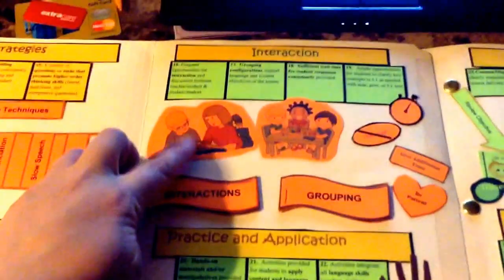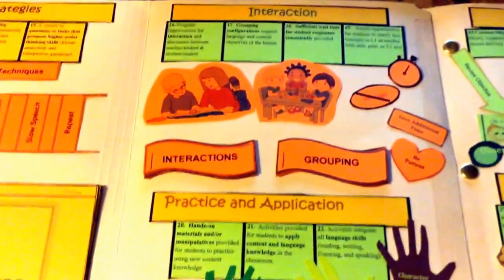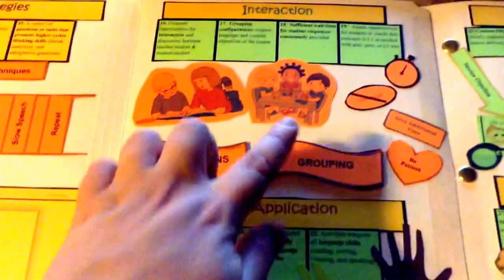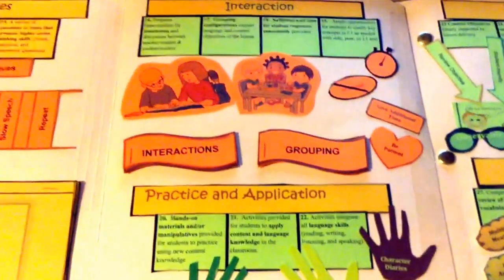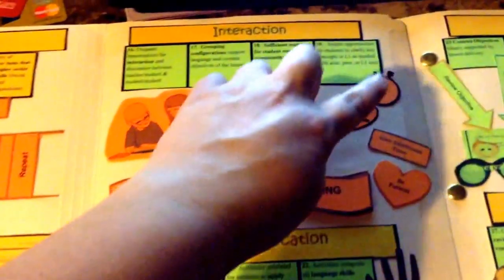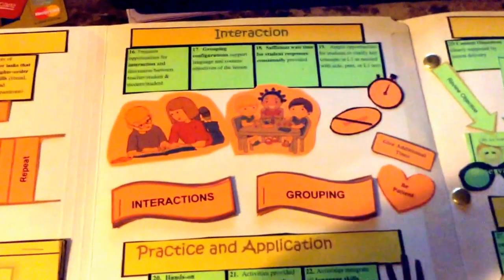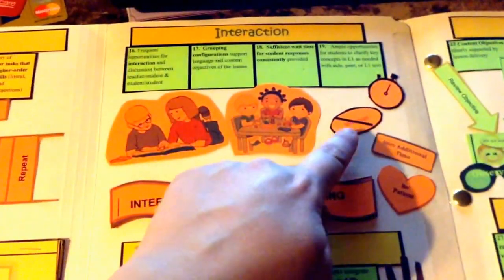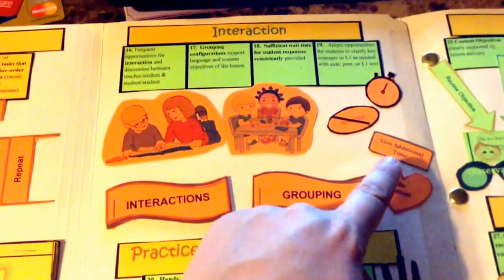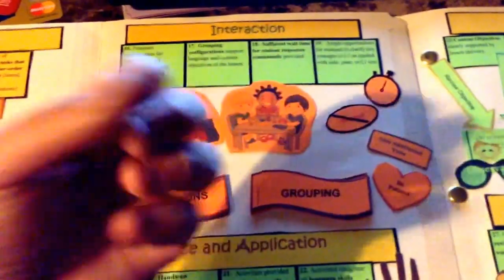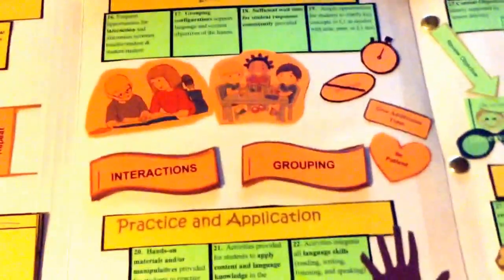Our first picture is showing us our frequent opportunities for interactions and carefully planning our grouping configurations. This also shows us that, of course, we have to provide enough time for students to respond and, of course, avoid interruptions. And also allow for additional time to complete tasks and, of course, be patient and understanding.